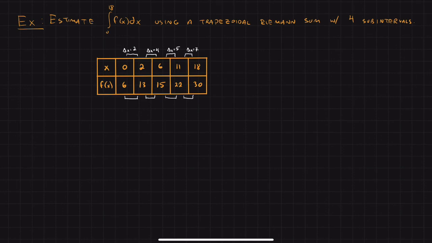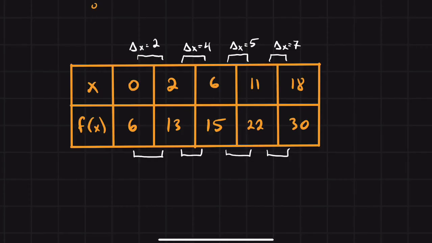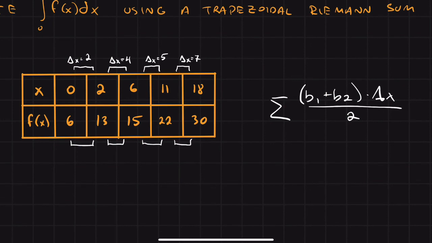And then the final example we're going to look at is estimating the integral from 0 to 18 of f of x dx using a trapezoidal Riemann sum with 4 subintervals. So basically we're just adding up the area of 4 trapezoids created by this table. The height of the left side of each trapezoid will be the left-hand number from each pair, and then the height for the right-hand side of each trapezoid would be the right-hand f of x value from each pair. Then all we need to do is just sum up all of the trapezoid areas.